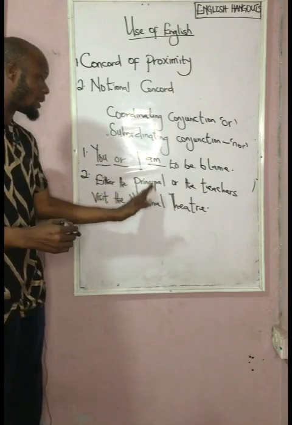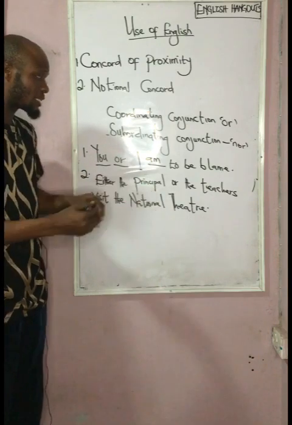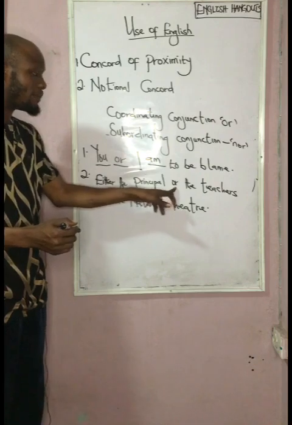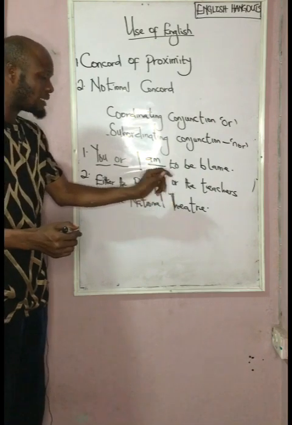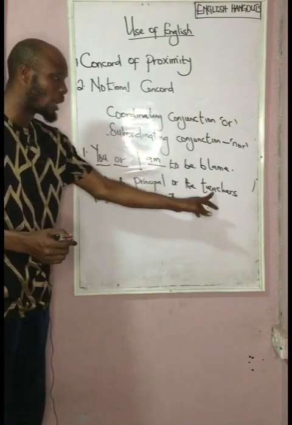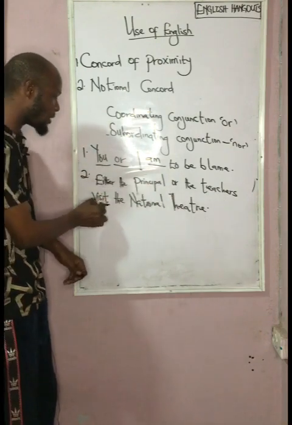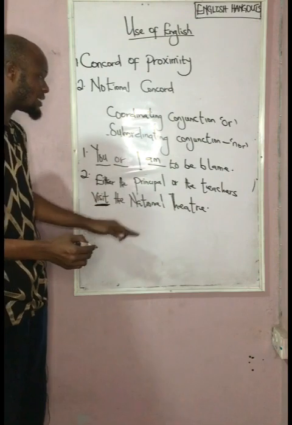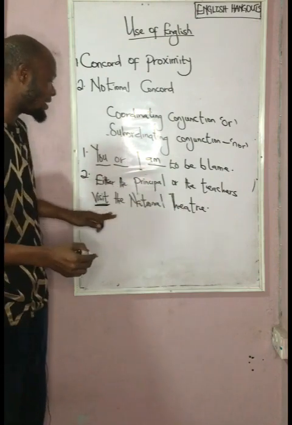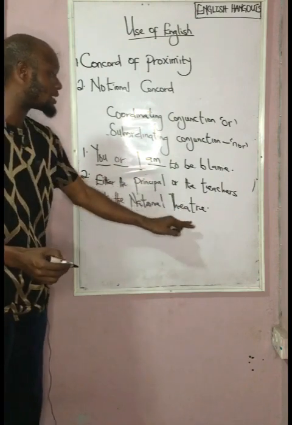Either the principal. This principal here is a subject and it is being connected by or. After or, the next subject we have is in the plural form. The teachers here will determine the appropriate verb that must flow with this sentence. The teachers visit the National Theatre.